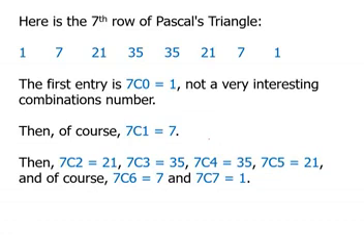But then the meaningful combinations: 7 choose 2 is 21, 7 choose 3 is 35, 7 choose 4 is 35, 7 choose 5 is 21, 7 choose 6 is 7, and of course 7 choose 7 is 1. And so we get all of those numbers all at once, all the way across the row.